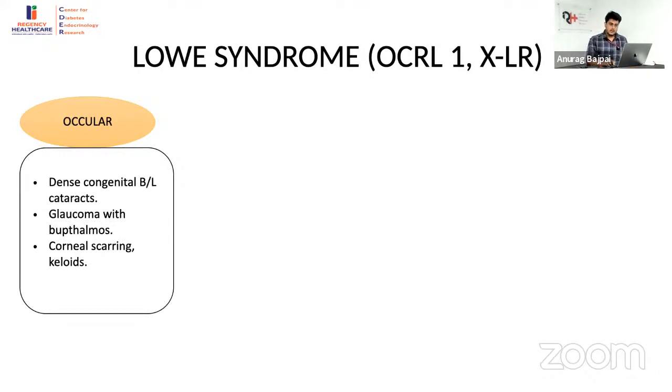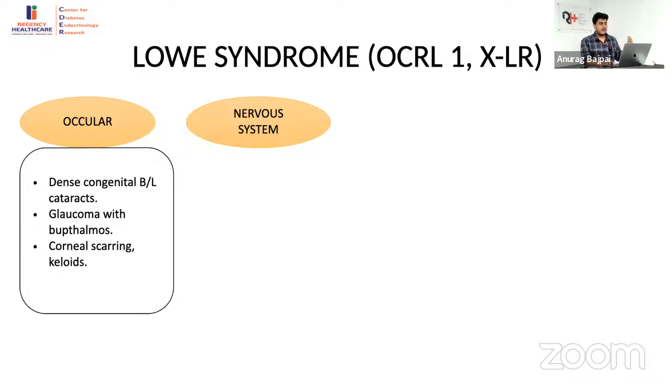which is an X-linked recessive disease characterized by mutation in the OCRL1 gene, which basically represents the oculocerebrorenal syndrome. It has manifestation in the eye characterized by the presence of dense congenital bilateral cataract. These cataracts can even be seen on a prenatal USG, so they can be diagnosed prior to the birth of the child. And it is usually present at birth in the form of bilateral cataracts.